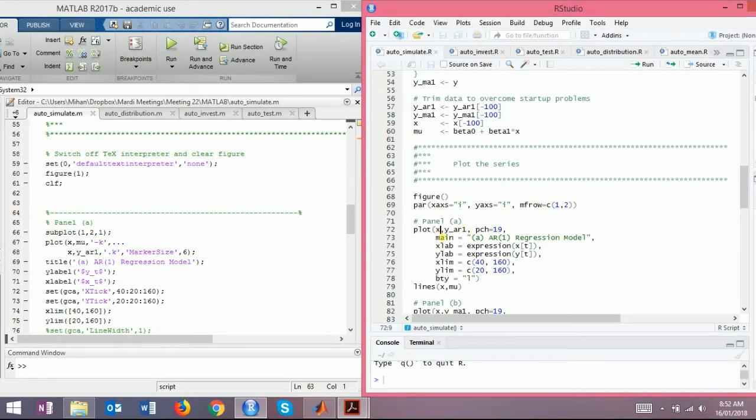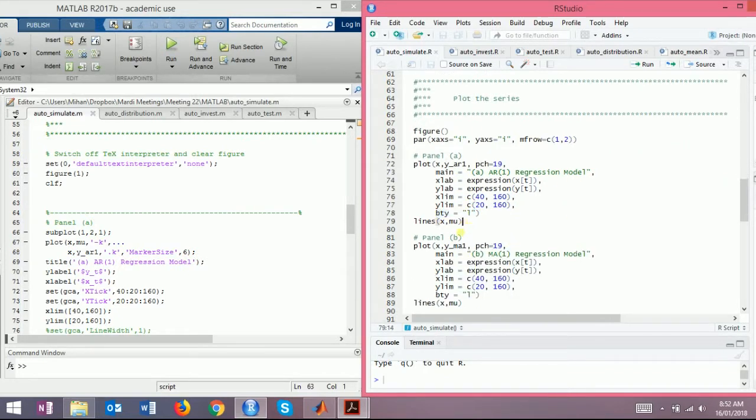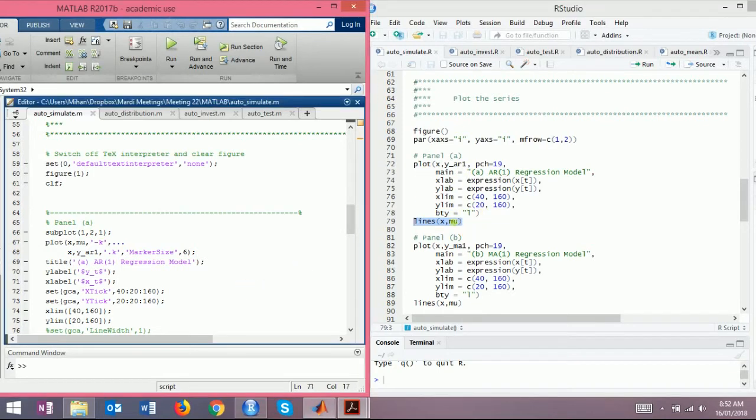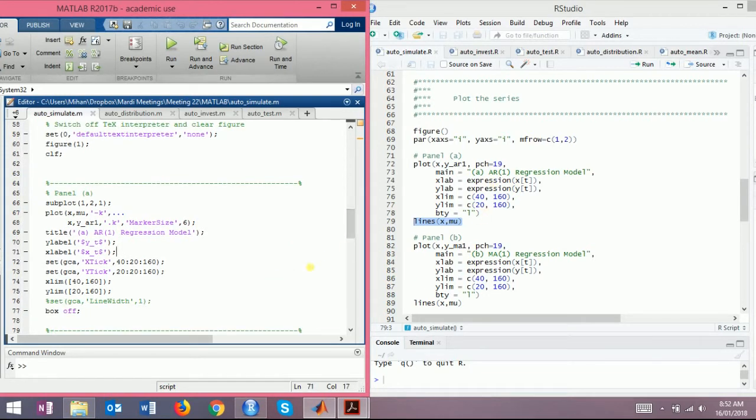So first you input X, Y and Y. You tell how many of the signs you want. This is the main title. Then in the X title you have the expression of xt, in the Y title the expression of yt, and this is just focusing on 40, 20 to 160. And the method is linear algorithm, lines x mu. Just like this, you create a subplot combining two different plots. That's all, nothing else.